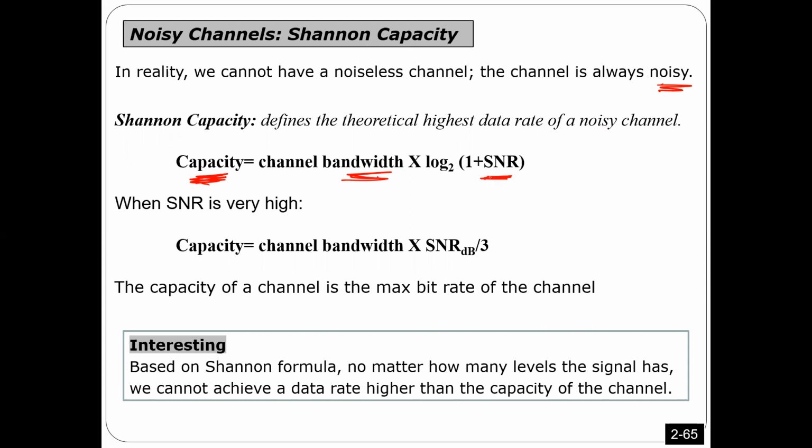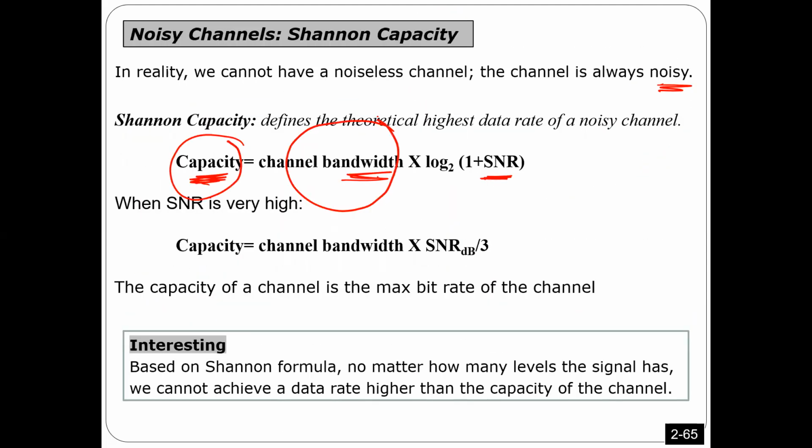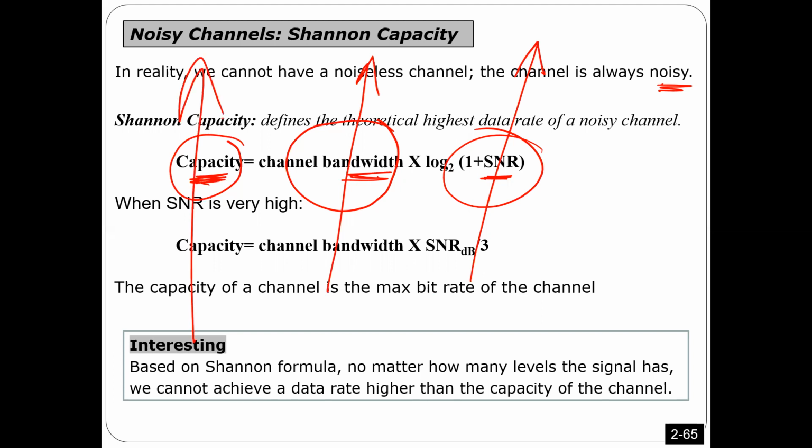What this formula is telling me is that the bit rate depends on the bandwidth, exactly the same as we got before, but it also depends on the signal to noise ratio. In other words, the more bandwidth you have, the more bit rate you can get. The more signal to noise ratio, the more bits per second, or bit rate, you can get.